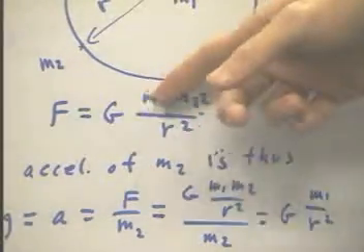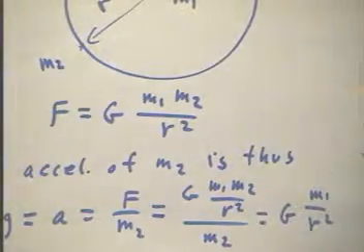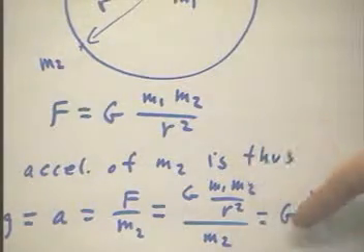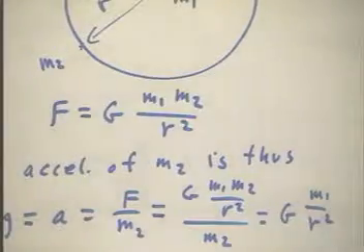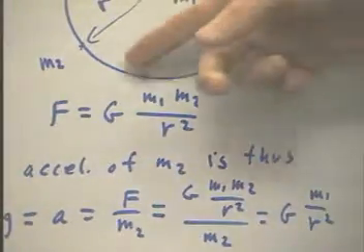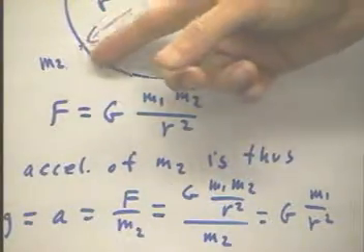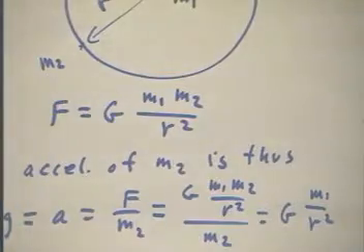Well, F is G m1 m2 over r squared here, and we divide by m2. It's pretty clear that the m2's divide out. We get G m1 over r squared. So that's an expression for the gravitational field out here, at least where m2 is. And of course that's going to be the gravitational field all the way around this sphere.